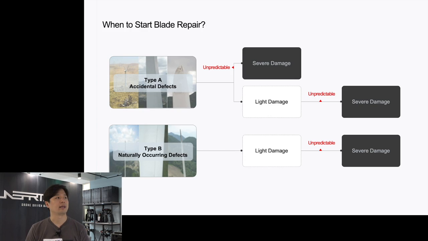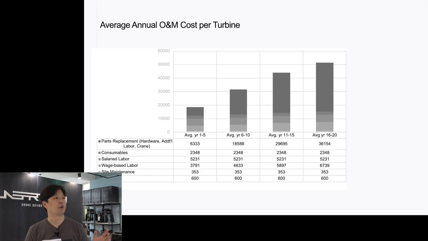Within type A, accidentally caused defects, a turbine can generate either severe or light damages, which can grow into severe damage if left undealt with. While type B defects grow over time and also have the potential to grow into category 4 or 5 severe damages. Looking at this chart of annual O&M cost breakdown per turbine, we can easily see that part repair costs are a lot higher than the other costs contributing to the farm's O&M budget.